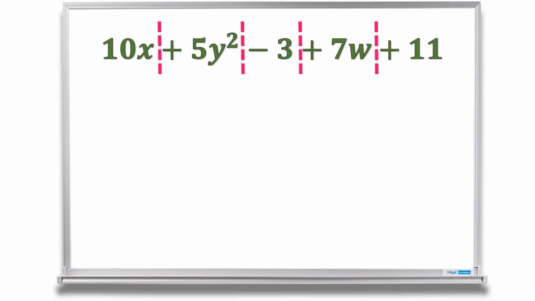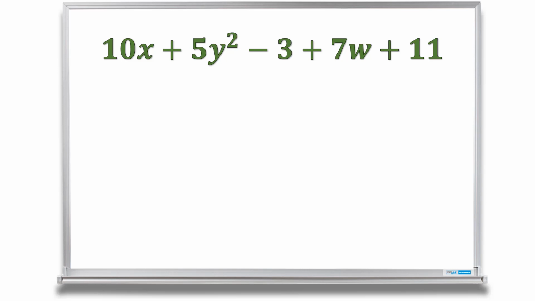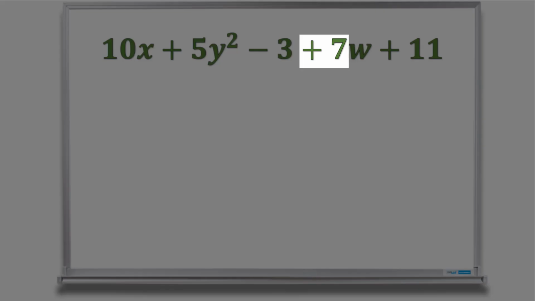Next question. How many variable terms are there in the expression? The correct answer is 3. They are 10x, 5y squared, and 7w. What is the coefficient of the fourth term? The correct answer is 7.